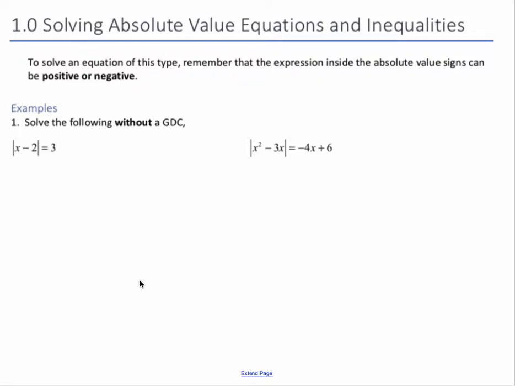Hello, this is Mr. Collier, and today we're solving absolute value equations and inequalities.